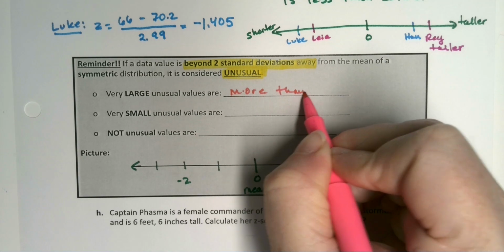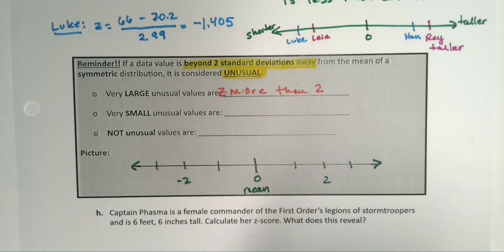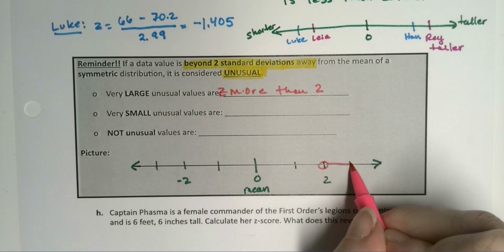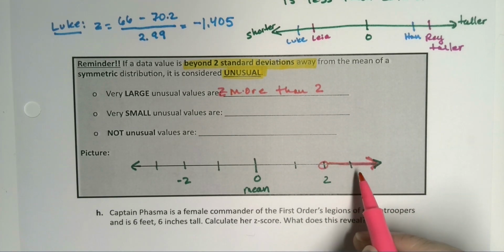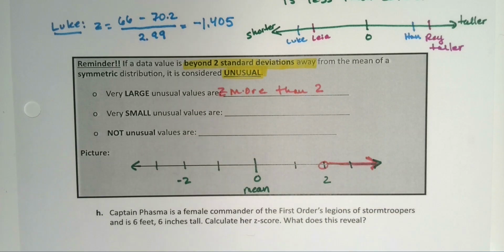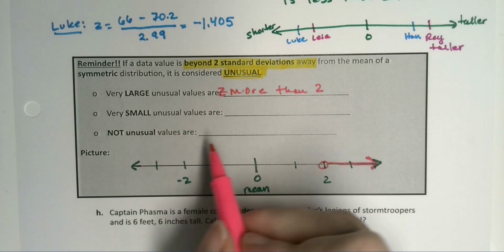So the z is more than 2. This is unusually large, being over here. Right? The z is more than 2. So if your z-score is more than 2, you're unusually large. All right, usually people get that one okay. But what if it's unusually small?